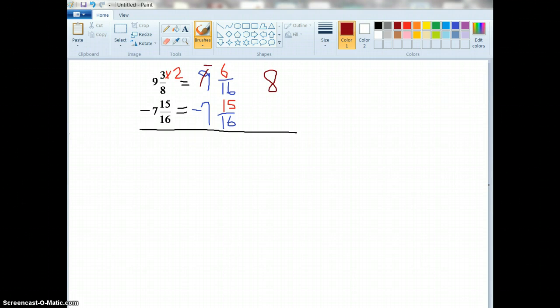Now, the 1 that you borrowed, you cannot discard it or throw it away. Rename it as 16 over 16. We haven't changed anything. 16 over 16 is still 1. We just renamed 1 as a fraction. Add 16 over 16 to the 6 over 16 that's already there. So our new fraction is 22 over 16.